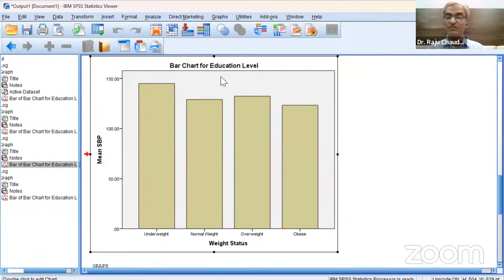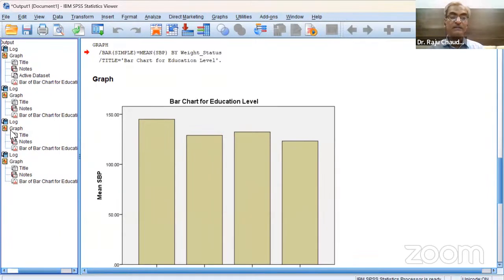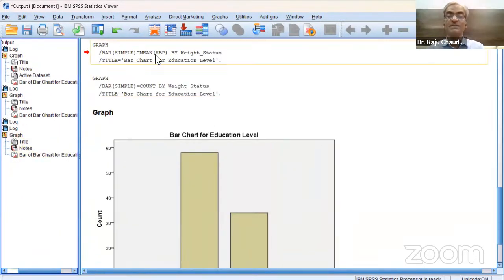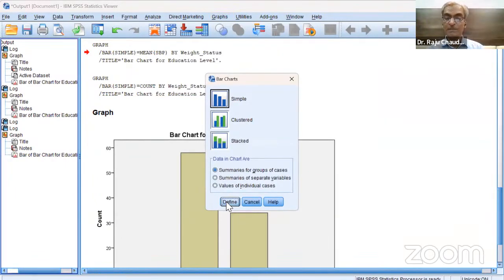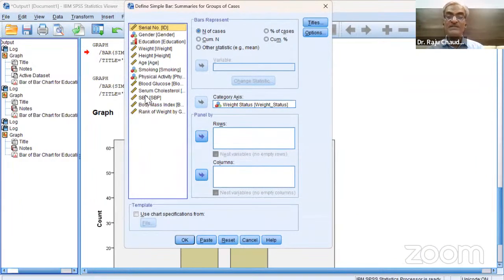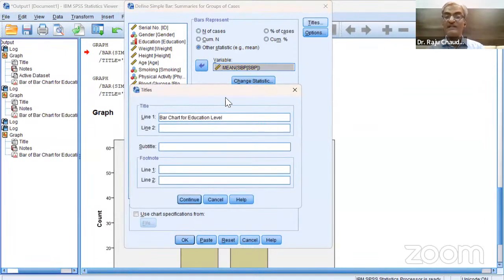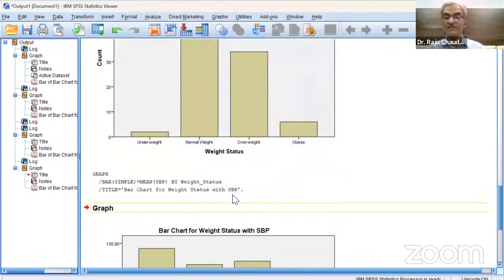Actually, I have to change this. Let me repeat the steps: graph, analysis, bar chart, simple, define, and then select systolic blood pressure here and change the title. Right now it is not education level, so: bar chart for weight status with SBP.